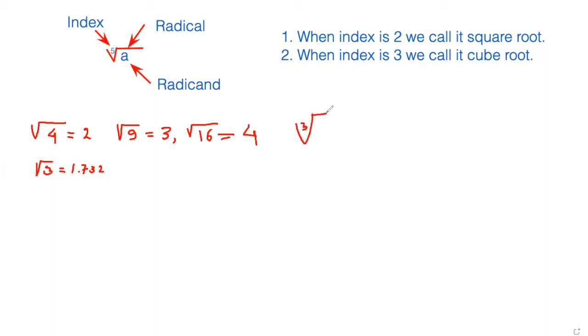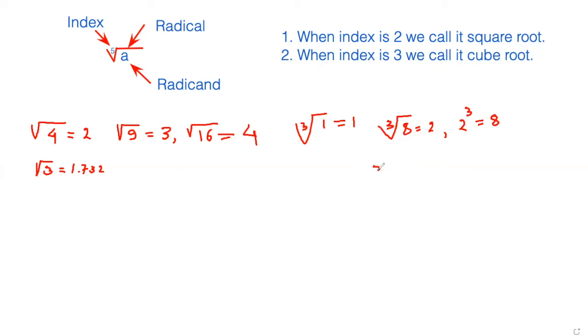So the cube root of 1 is 1, meaning if we multiply 1 by itself 3 times, 1 times 1 times 1 is 1. The cube root of 8 is equal to 2. Or in other words, if we multiply 2 by itself 3 times, or 2 to the power 3, equals 8. So roots and exponents are kind of opposite to each other.